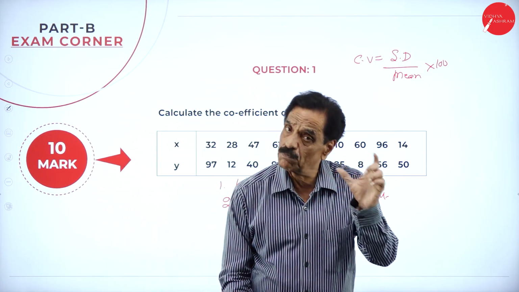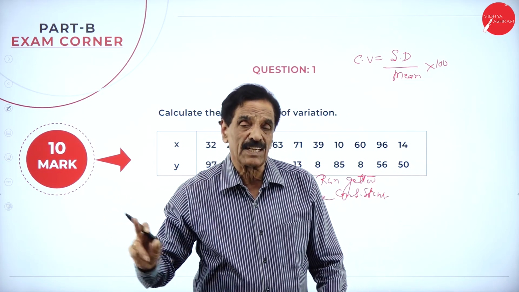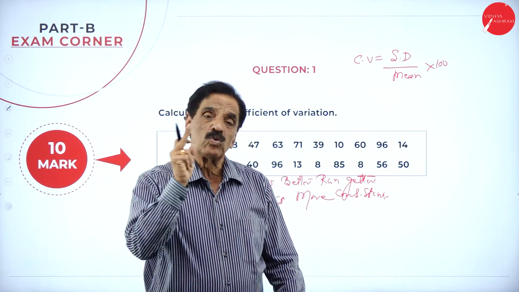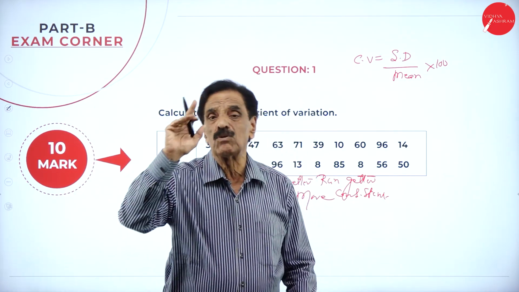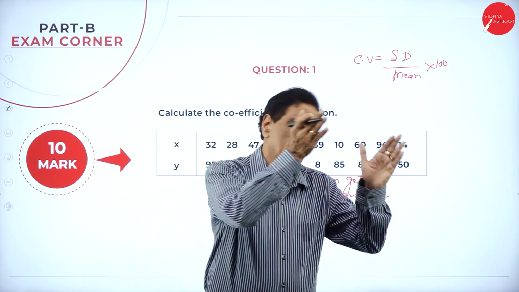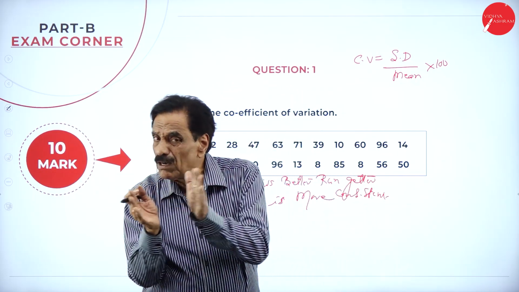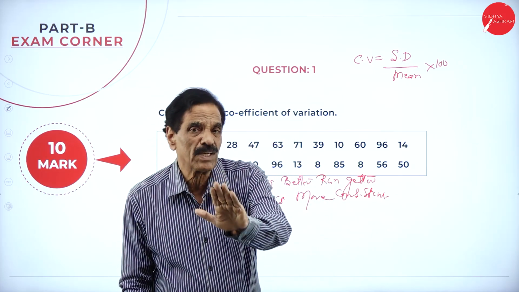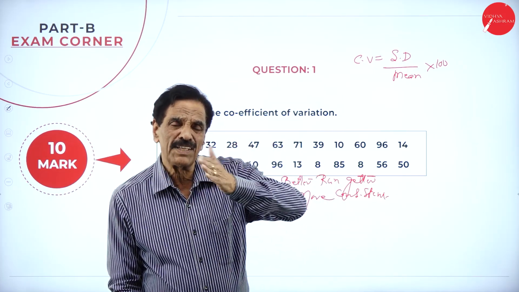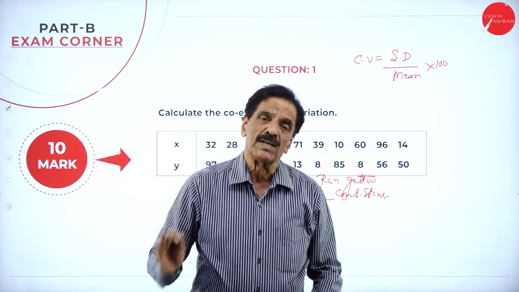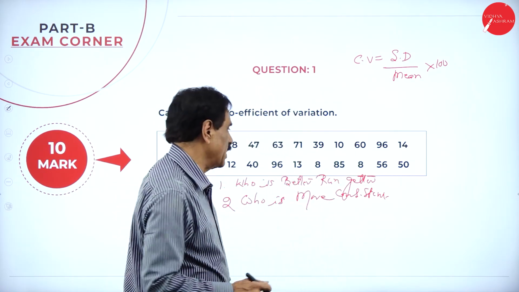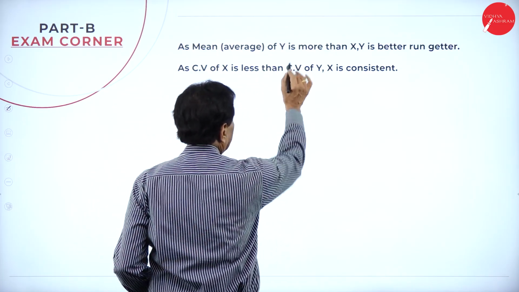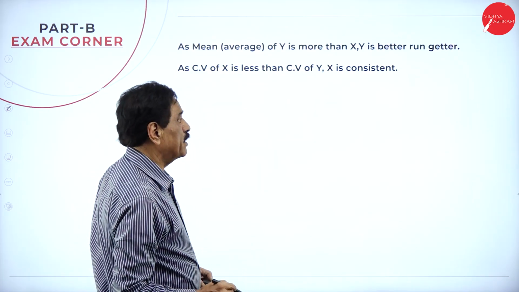Whose average is more, he is a better run getter. I will repeat. Whose average is more, he is a better run getter. Whose CV is less, he is more consistent. When you compare one match to another match, there must not be much difference, it may be a small difference. Then only we say he is more consistent. Regarding the average, whose average is more is considered the better run getter.